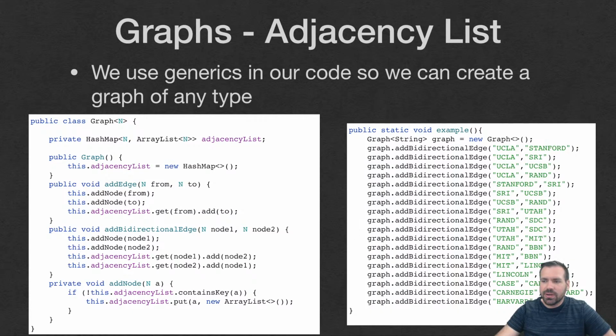Then our sample usage: create a graph, add a bunch of bidirectional edges, and there you have the graph. This is the code that creates the graph that we're using as the lecture example. For every single edge, add it. We don't have any isolated nodes, so we don't have to call add node directly. Add node is going to be called by add bidirectional edge. That's going to get all of our data in our graph.